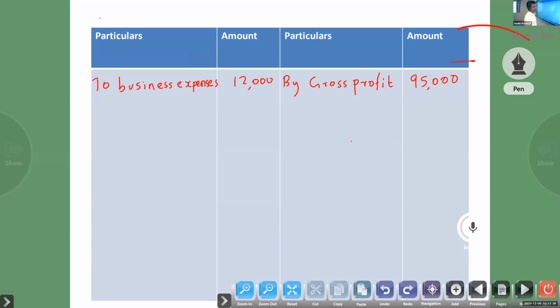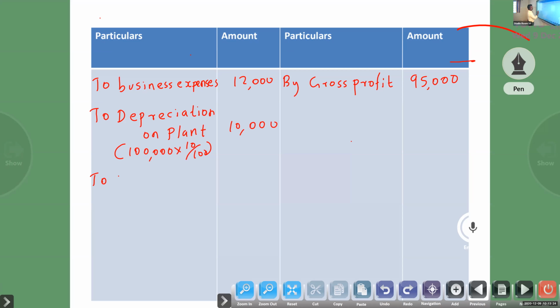All sale and purchase were on credit, that we already wrote. Provide depreciation on plant and building by 10%. So on the debit side you have to write to depreciation on plant. It is calculated on the basis of closing balance. Closing balance 1 lakh into 10%, 10,000.